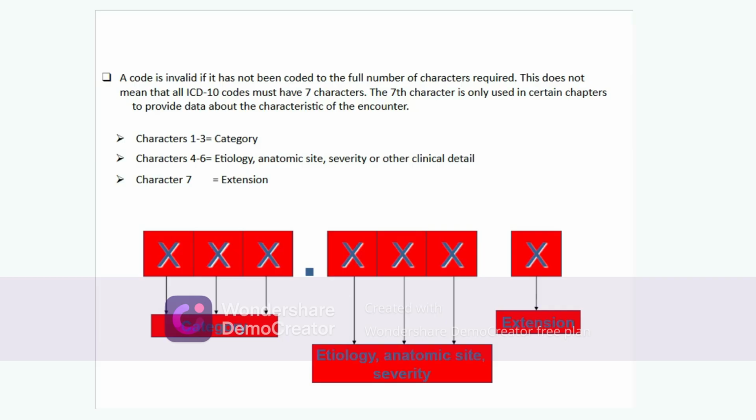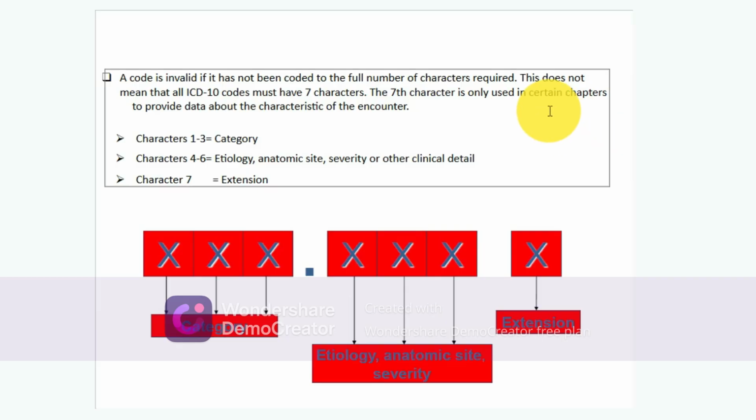A code is invalid if it has not been coded to the full number of characters required. This does not mean that an ICD-10 code must have 7 characters. The 7th character is only used in certain chapters to provide data about the characteristics of the encounter. Characters 1 to 3 are the category, characters 4 to 6 are etiology, anatomical site, severity or other clinical details. Character 7 is an extension.